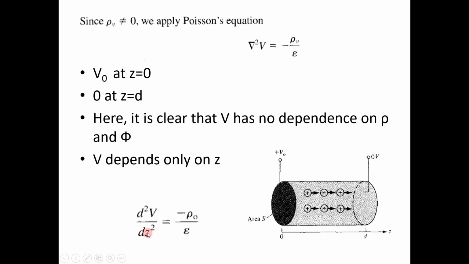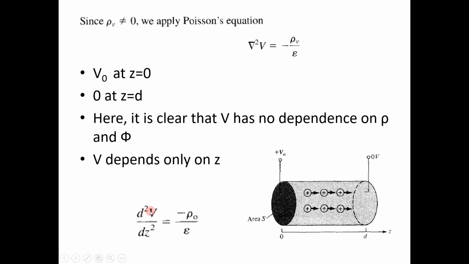d square V by dZ square is equal to minus rho naught by epsilon. Again you substituted the charge density; here they have specified it as rho naught. So now you have written the Poisson's equation for this case. This is the Poisson's equation. Now you have to integrate because it is a second order differential equation, so you have to integrate twice.